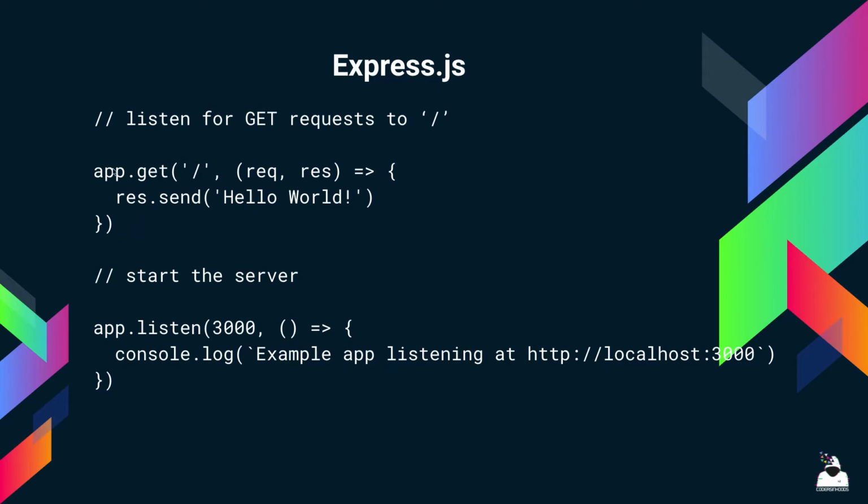And in the same way, we could say app.post, so handle a post request to the same URL and handle it somehow. So you just set up your rules. Here you can see an example of how to start an Express.js server. So you will create your application. I will show you in a second how to do it.